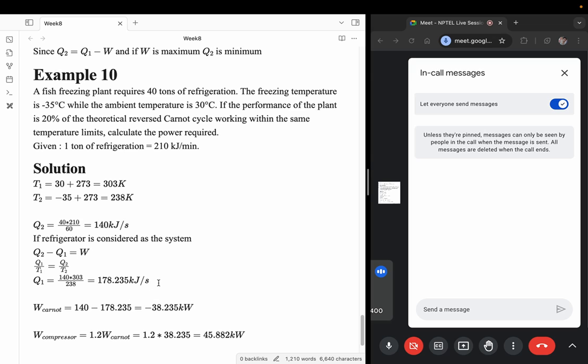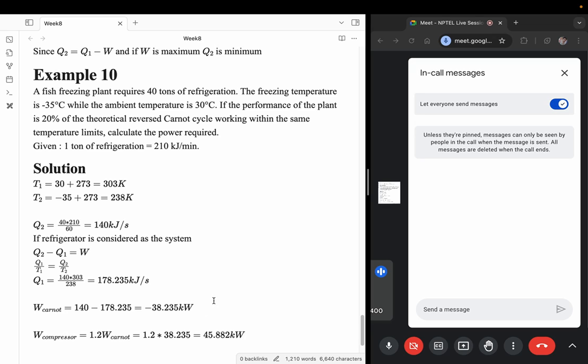Now this equation is valid only in case of a Carnot cycle. So for the Carnot case, this is the Q1. So for the Carnot case, W is calculated as 140 minus this one. That is giving a negative value because this is work done on the compressor. So it is expected to be negative.